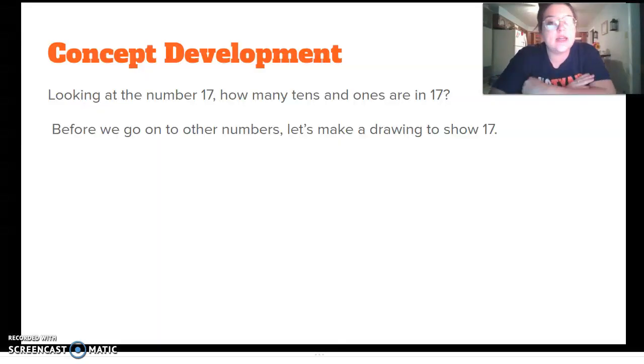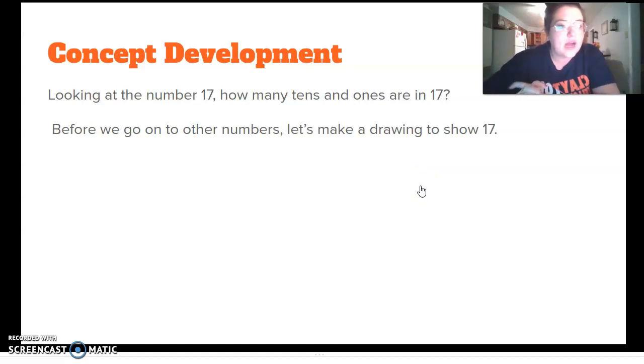So, looking at the number 17 again, how many tens and ones are in 17? Well, we should know this from our previous slide. We found that there is 1 10 and 7 ones. 1 10, 7 ones. So before we go on to other numbers, let's make a drawing to show 17.